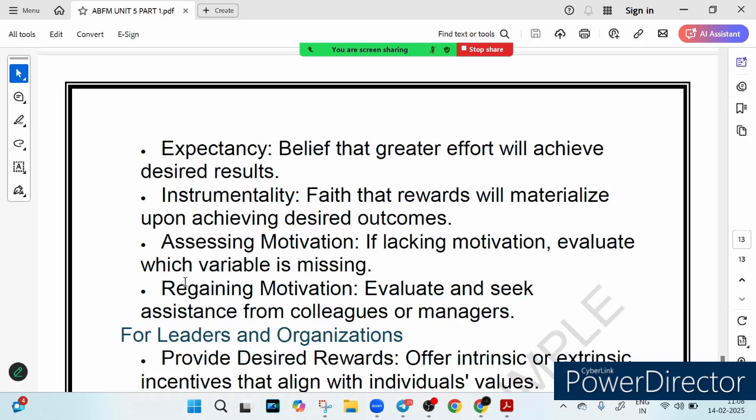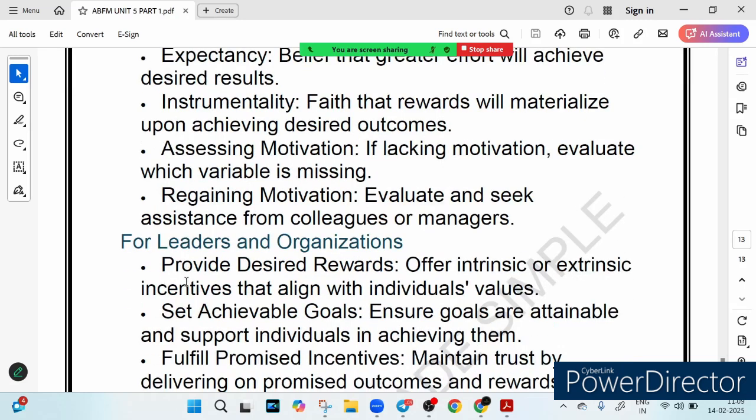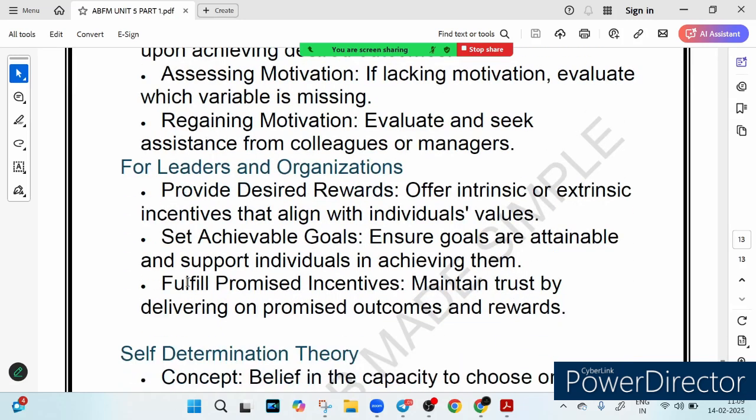So that's a wrap on motivation theory. I hope this makes your concept clear. Now we will discuss the next theory in the upcoming lecture. I think we are left with the leaders and organization. One more thing before wrapping the session. Let's talk about this: what does motivation mean for leaders and organization?